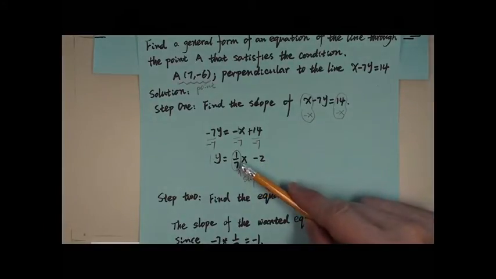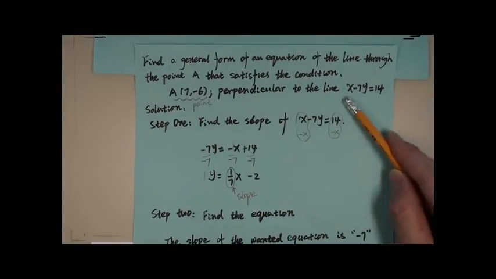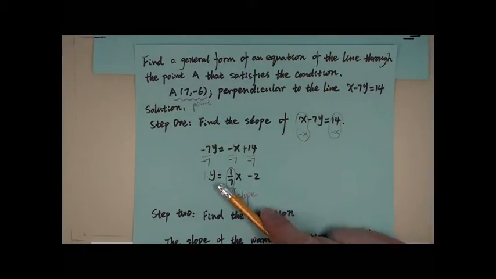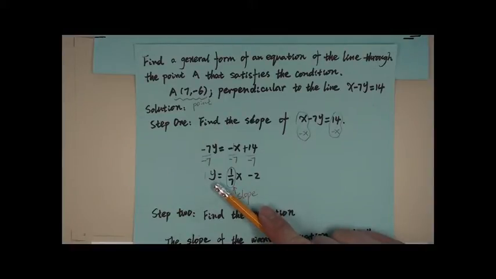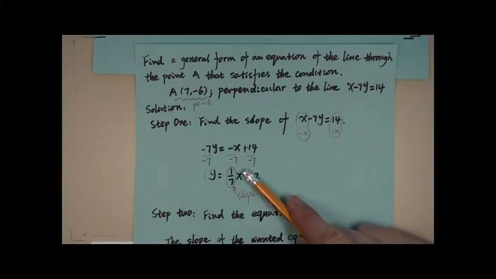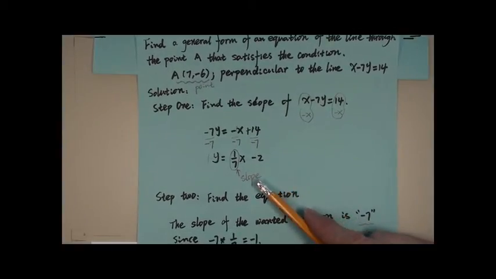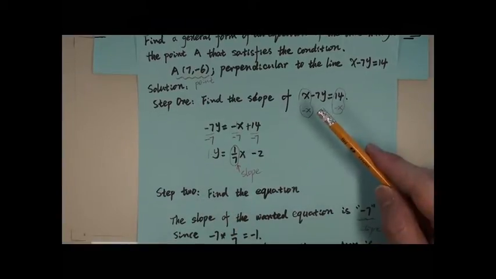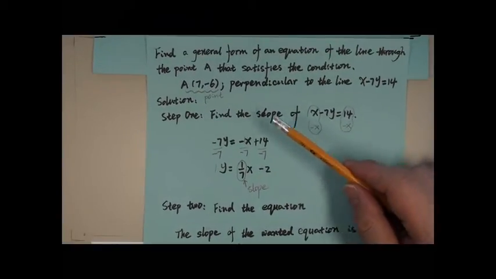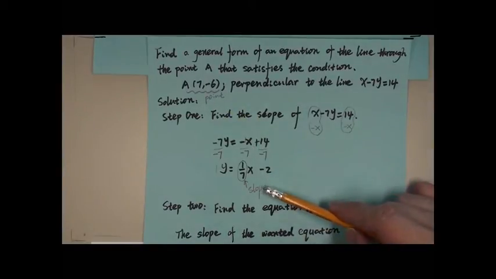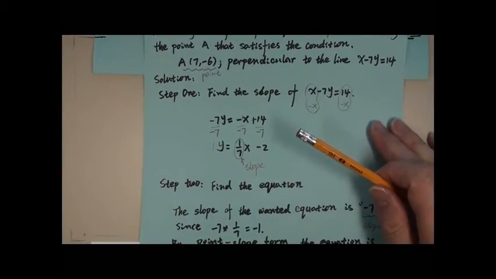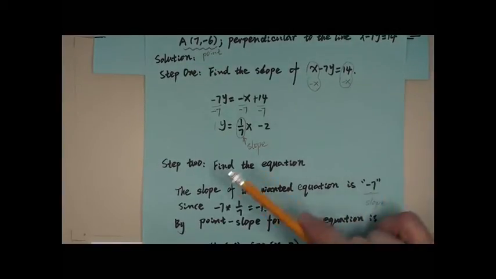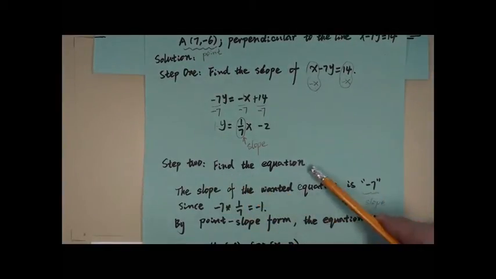So this is the slope of this equation, because it has a form which is called slope-intercept form. In this case here, we don't really need that negative 2, the y-intercept. But we need the slope for step 2. Because we have a point and we have a slope, then we are ready to find out the equation. Okay, so step 2, find the equation.